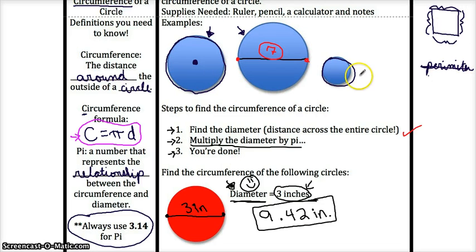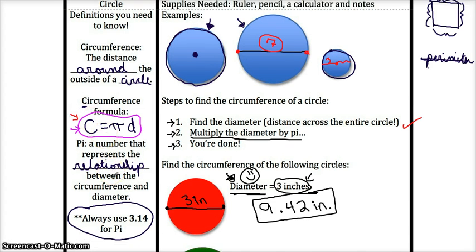And then don't forget that sometimes they will give you just the radius, the halfway point, and let's say that this one is 3. You'll need to double that to also find this space over here, because you need the diameter in order to use the formula. C equals pi times diameter.